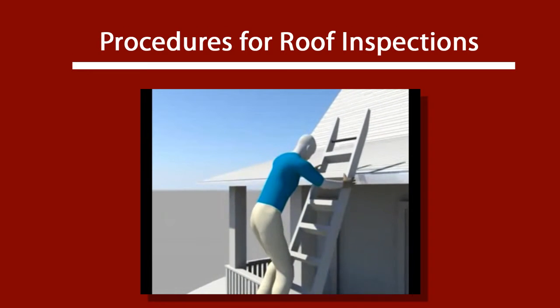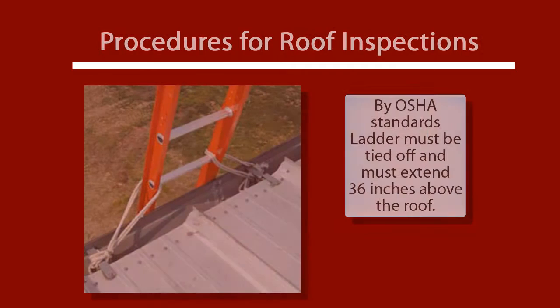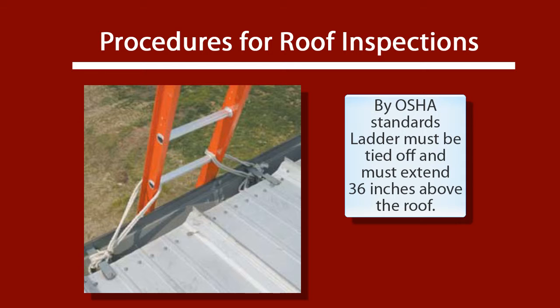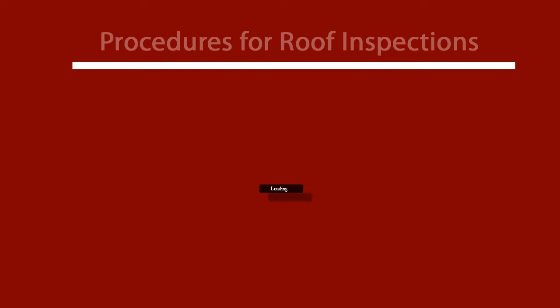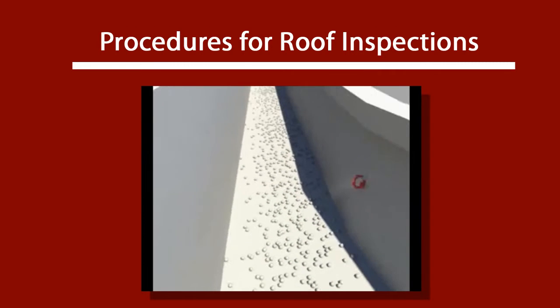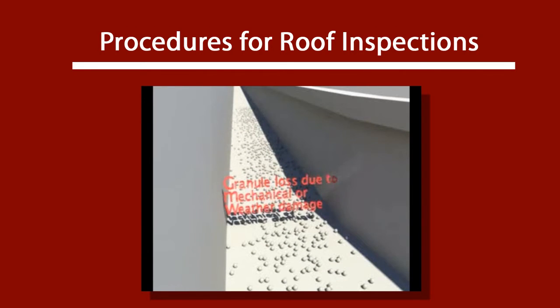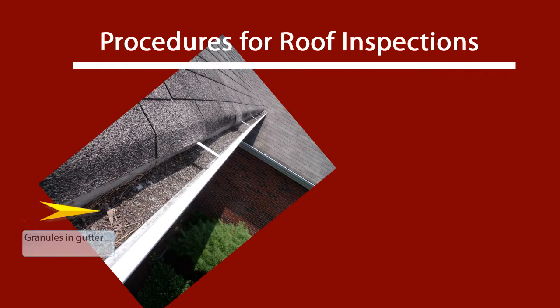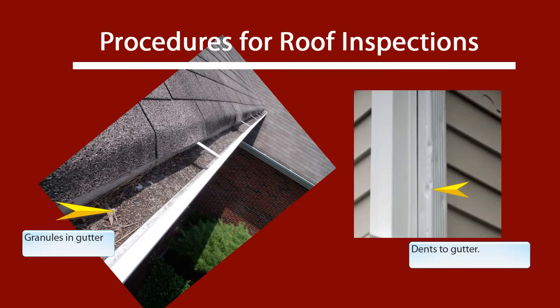Begin your climb to the roof. After the initial ground inspection, the ladder must be tied off to the gutter and/or the roof, and the ladder must extend beyond the roof structure 36 inches. Make a visual inspection of the gutter and its contents. Look into the gutters if available for the presence of granules. Also look to identify dents in the gutters if they are present. Step up onto the roof and evaluate if you have any missing shingles.